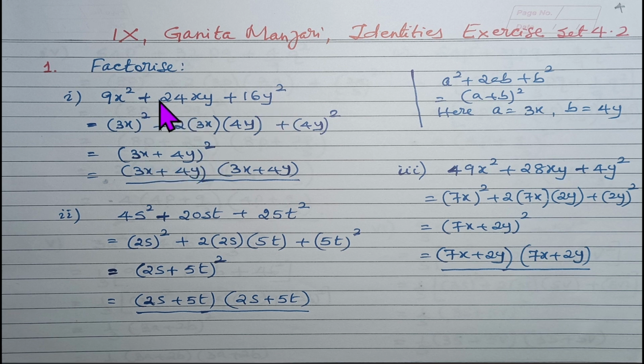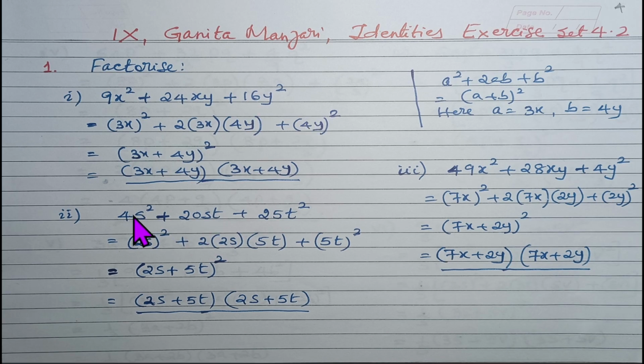So this is 100% an expansion of (3x plus 4y) whole square. Therefore the factors are (3x plus 4y) and (3x plus 4y). So that is how we use identities to factorize a given polynomial.